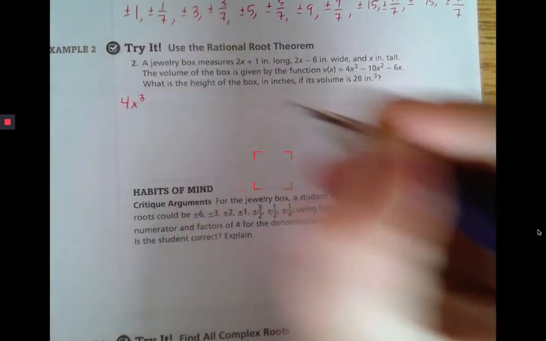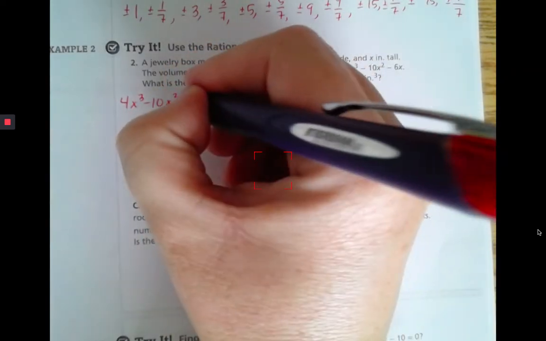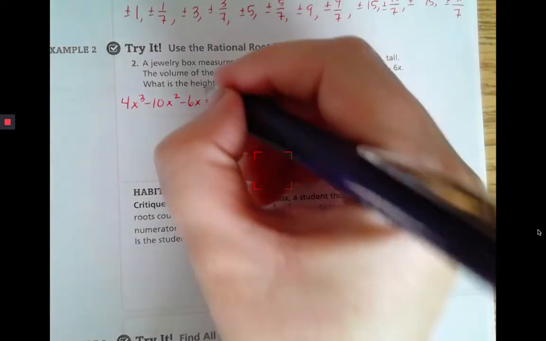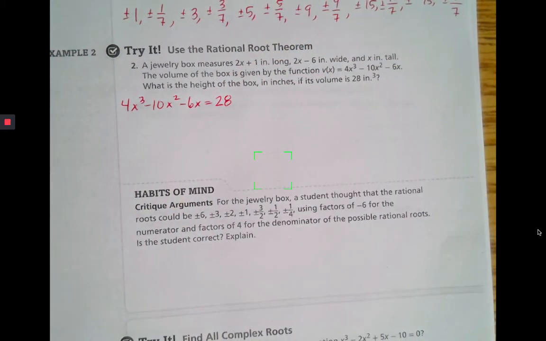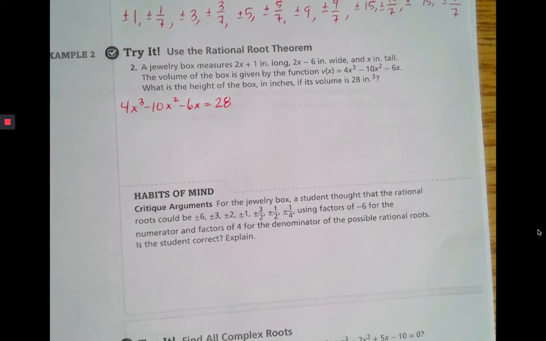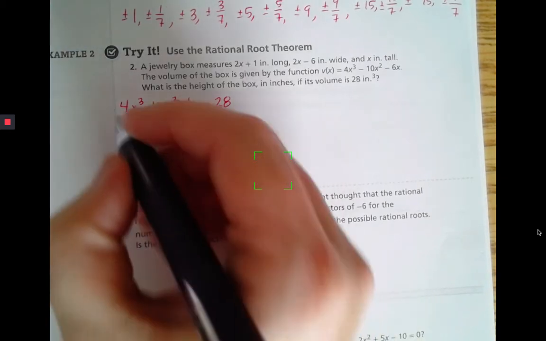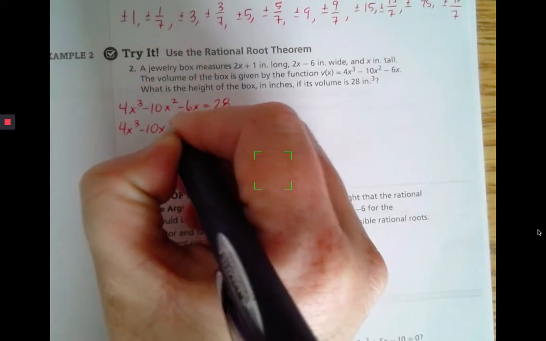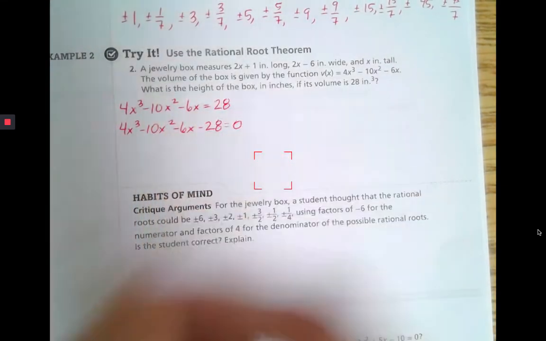that equation they gave us, 4x cubed minus 10x squared minus 6x, and we set it equal to our volume. We said our volume is 28. Essentially they're trying to get us to solve for x, figure out what x equals. So in order for us to do that, we have to take 28 and move it to the left side. 4x cubed minus 10x squared minus 6x minus 28, and we set it equal to 0.